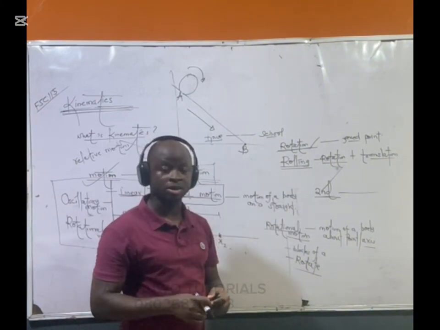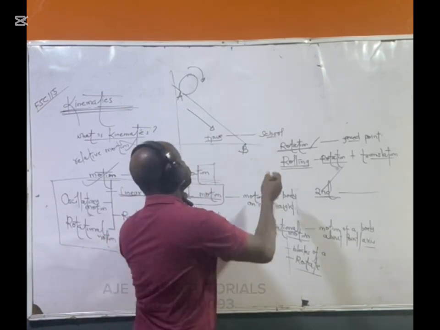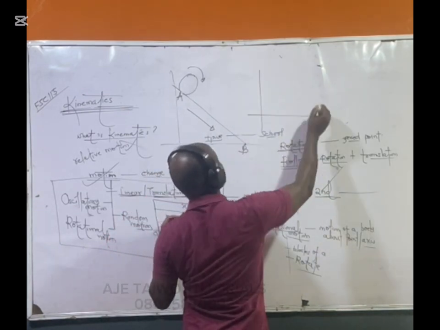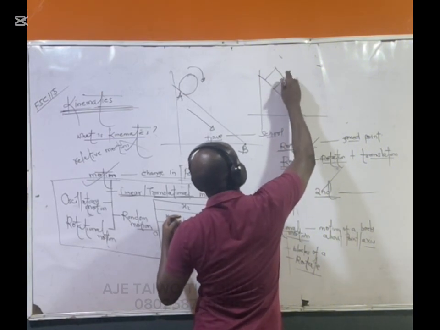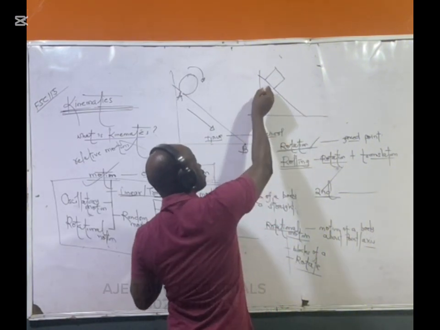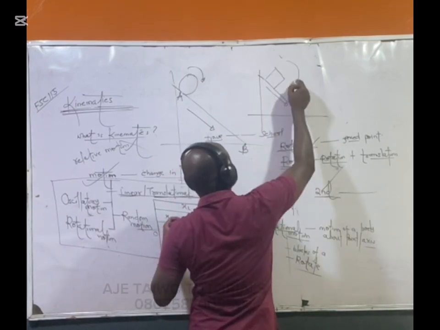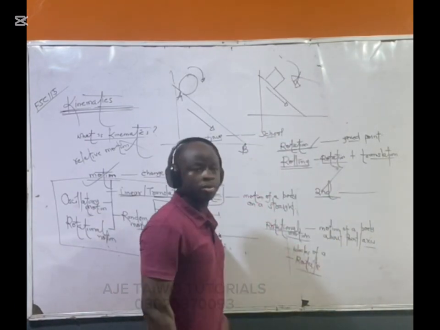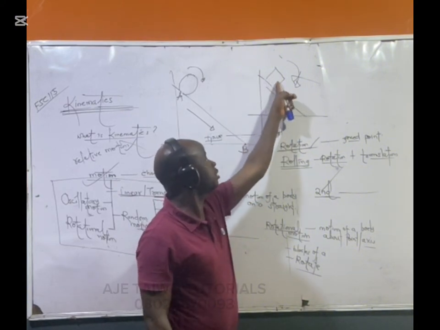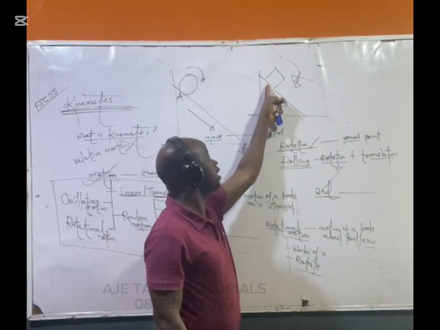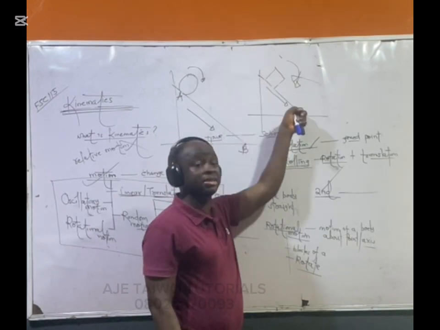In summary, rolling involves rotation and translation. If you put another object on this inclined plane, but it's a flat or rectangular object like this, it will slide on the inclined plane. It will not roll. It slides from point A to point B. In this case, we say this is translating.